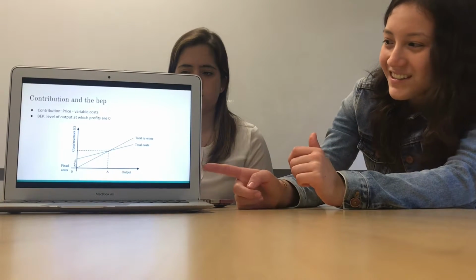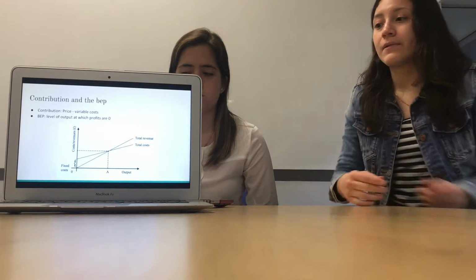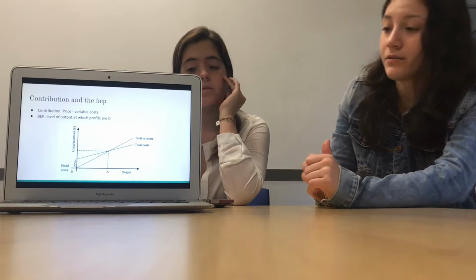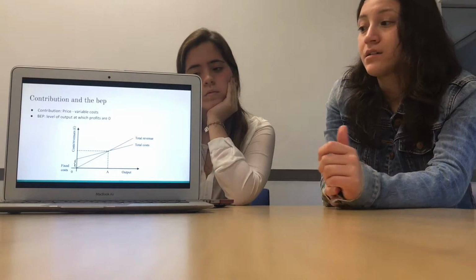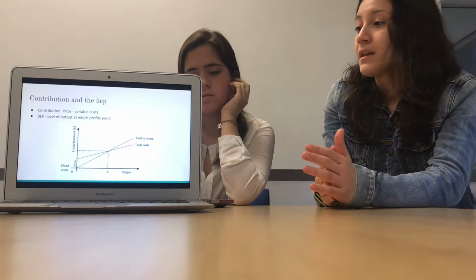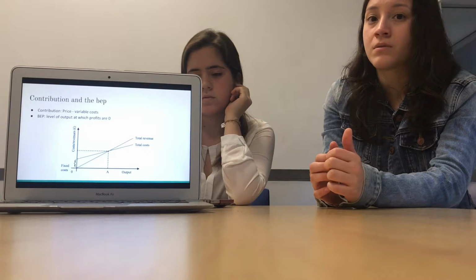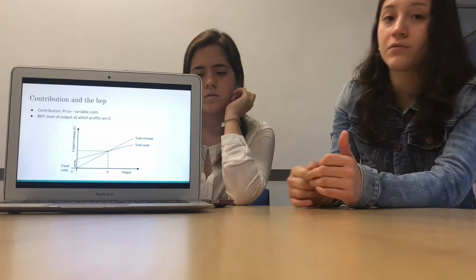As you can see in the graph, the break-even point is the level of output at which profits are zero. And this level of output is represented by point A, which is the intersection between the lines of the total revenue and total cost. And besides, the contribution is the price minus the variable costs, which is another important term for this type of analysis.